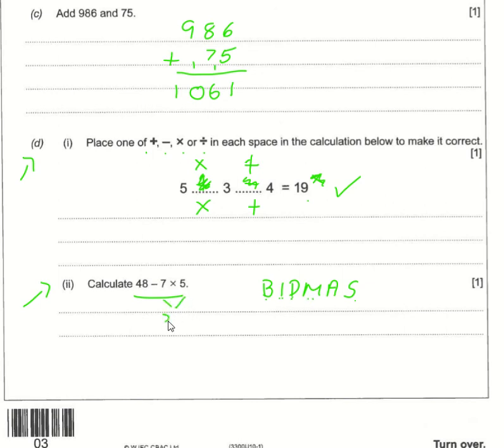7 times 5 is 35. Then we're going to do the adding or subtracting, so we've got subtracting there. So 48, take away 35, leaves us with 13. Yes, 13. So the answer is 13.